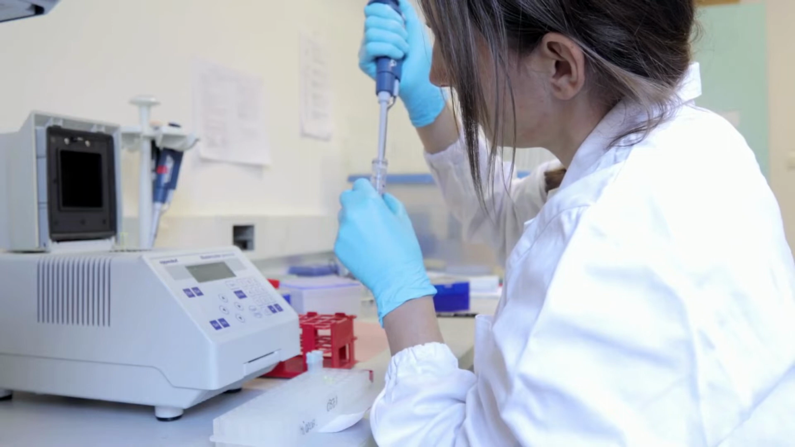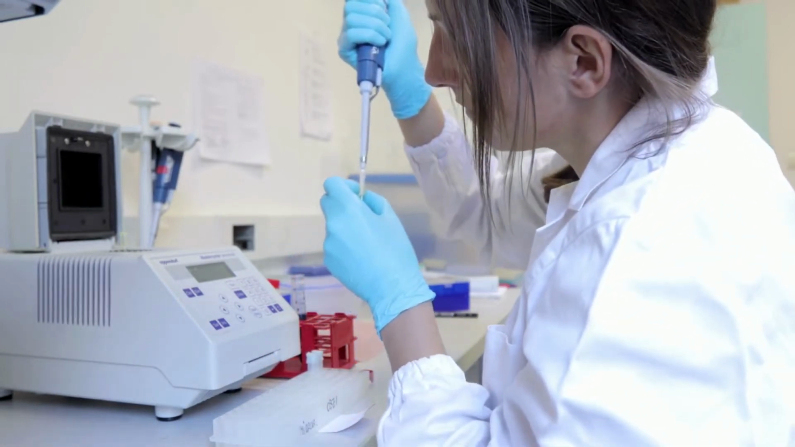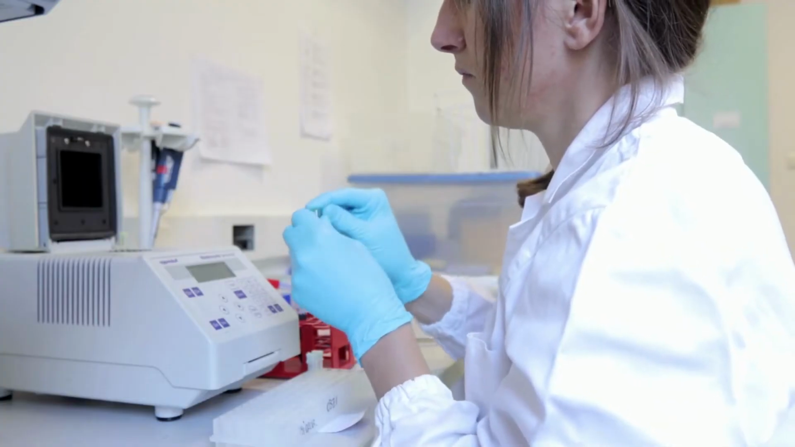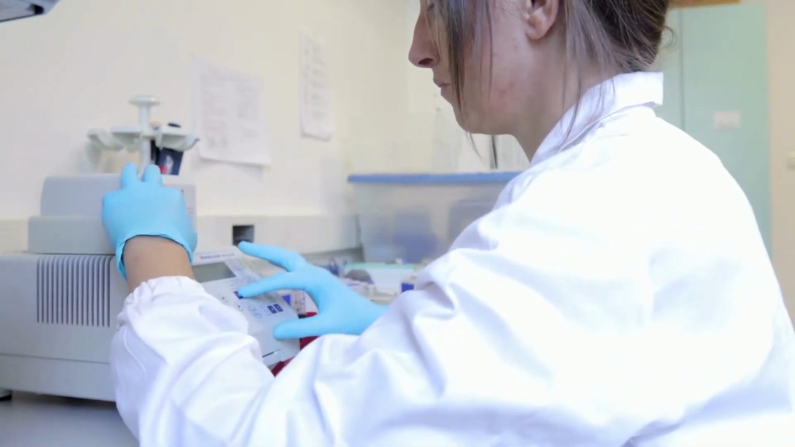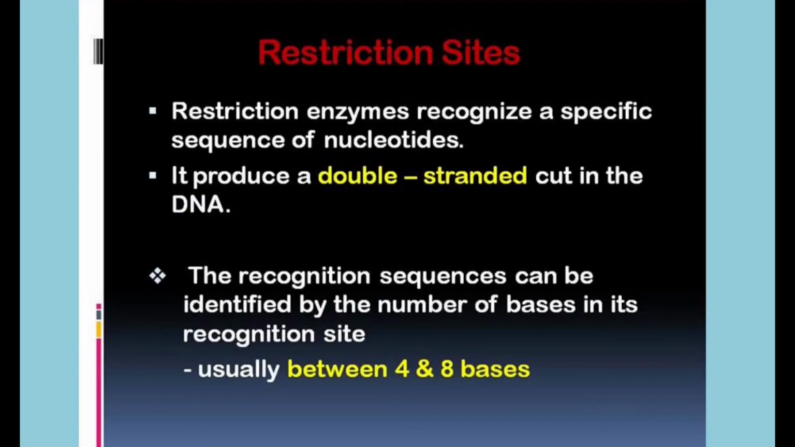As we all know, there are two types of strain, rough and smooth, and here capital R of RY13 is a rough strain. By visualizing this, we can identify any restriction enzyme, what its genus, its species and its strain are, and which strain this microorganism belongs to. In this way, the naming of the restriction endonuclease is done. As the restriction endonucleases are site specific, they are sequence specific. It needs particular sites to cut.